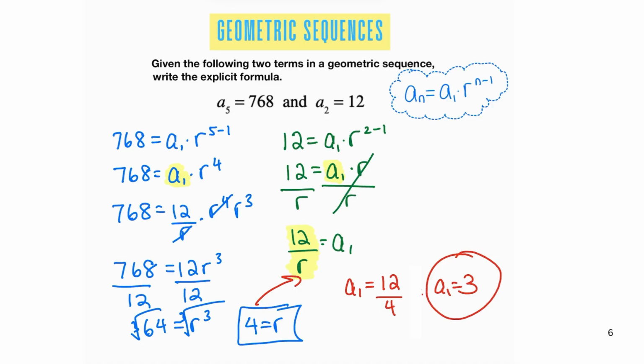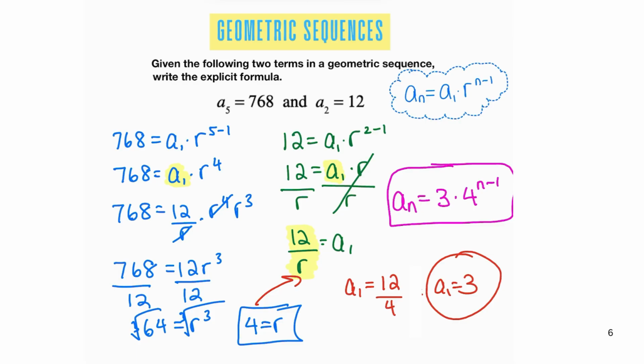So the first term is 3, the common ratio is 4, and now I am able to write my formula: a sub n equals 3 times 4 to the n minus 1. And now this formula here can be used to find any other term in this specific sequence. So if I wanted the 10th term, I can just replace the n with 10 and find out what that term would be.